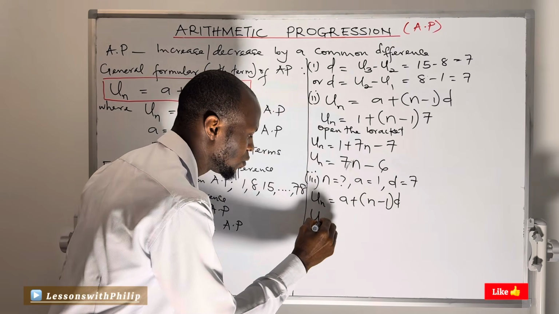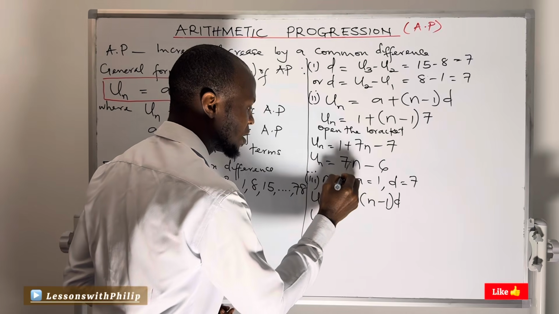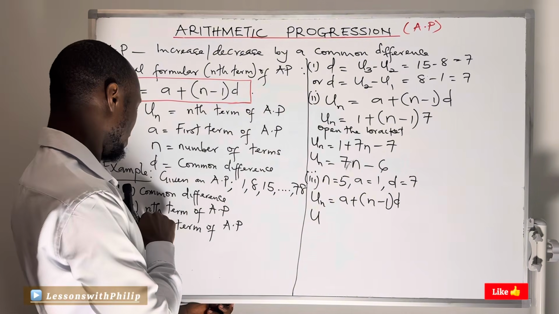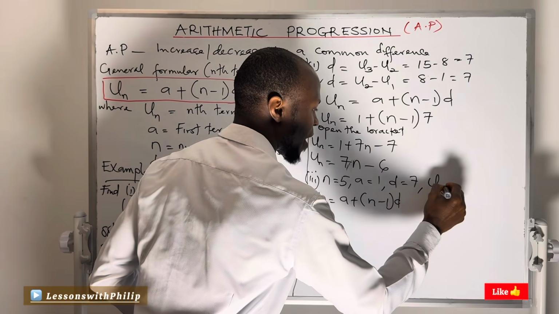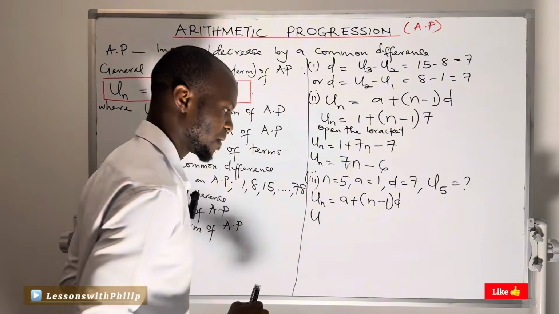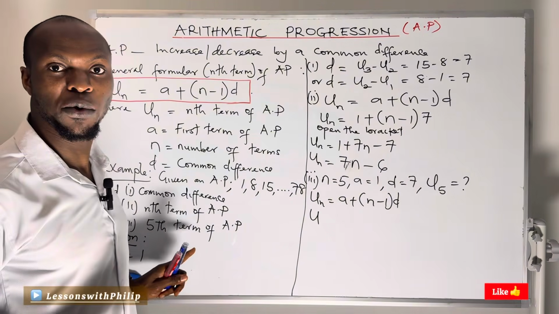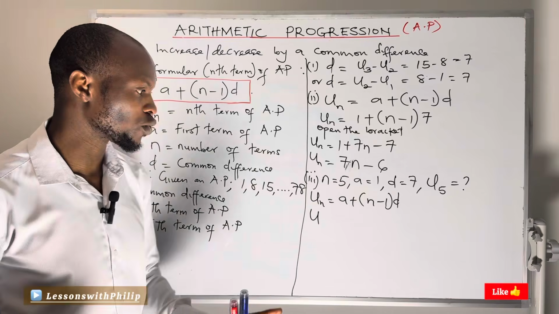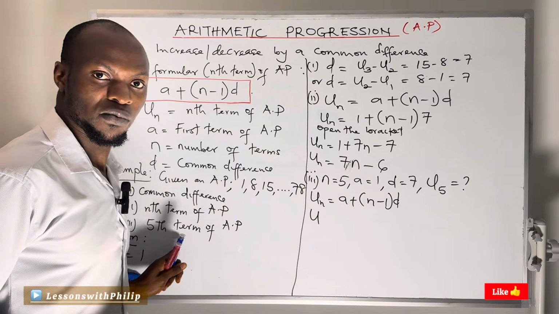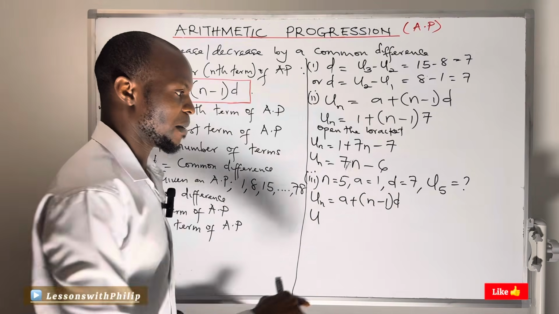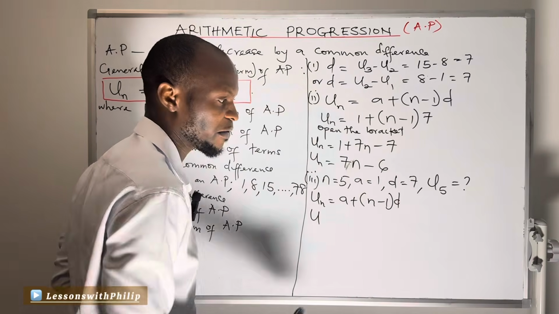Okay, now I'm asked to find the fifth term. That is, my n is what? Sorry, I'm not asked to find n. My n is 5 because I'm asked to find the fifth term, my u5. My n has been given, so I know the number of term; I just want to find the value of the fifth term, which is my u5.